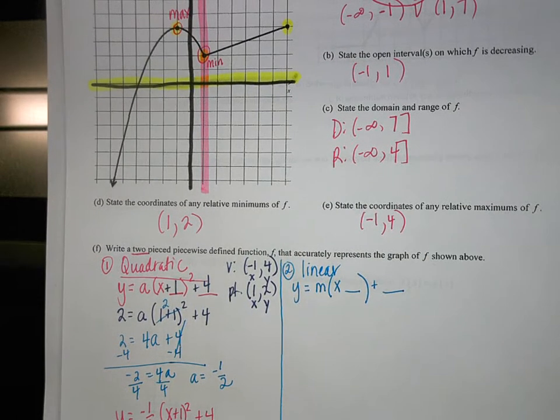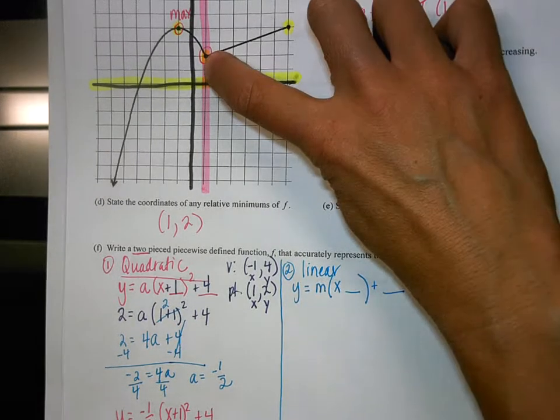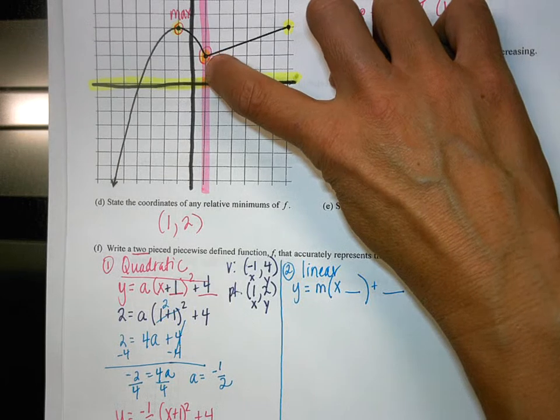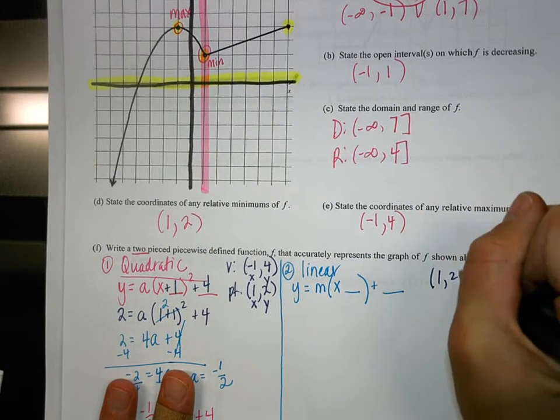With a linear function, it doesn't have a vertex. We just have to choose one point as a starting point. You could choose any point on here. It doesn't really matter. Okay? So for this one, let's just go ahead and choose this point that's right here. Okay? So that point is at 1, 2.